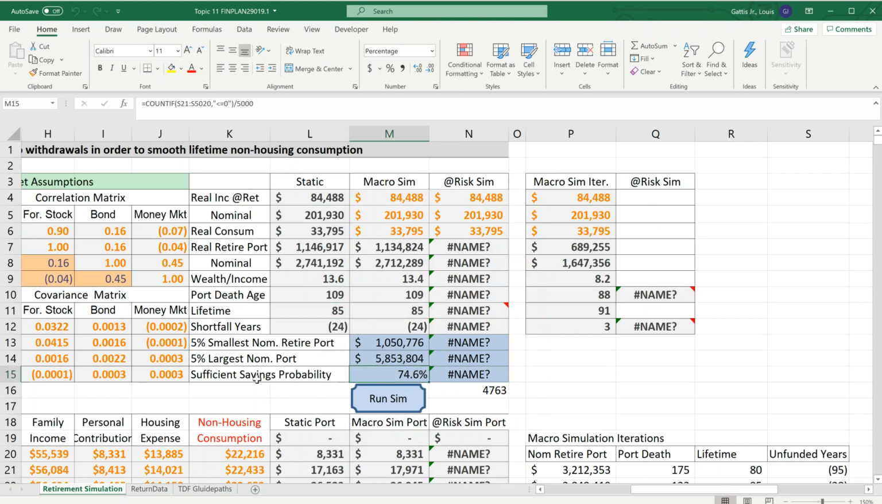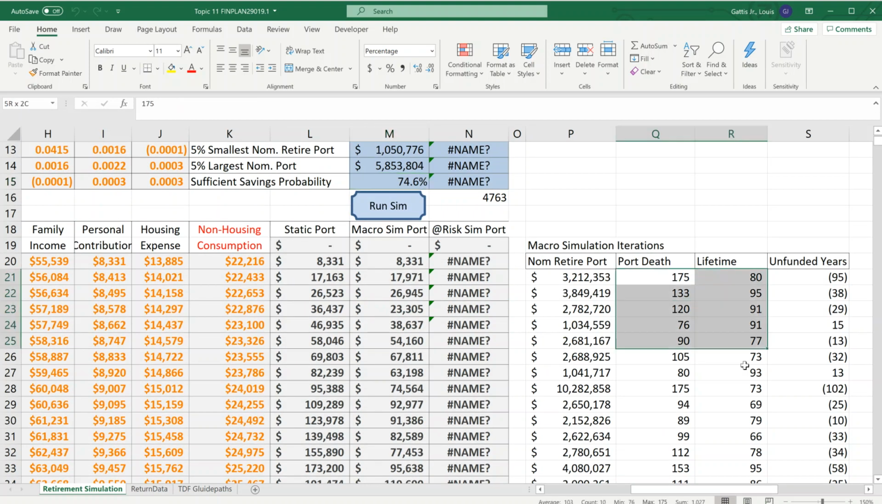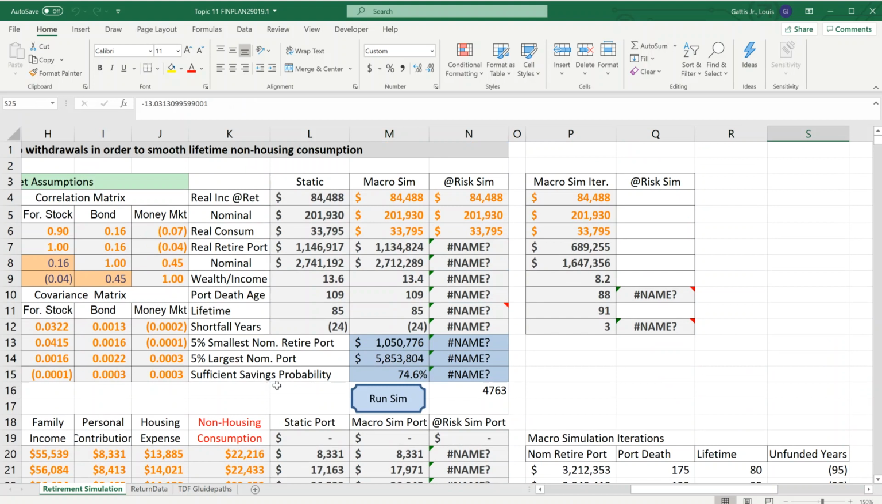However, only about 75% of the time will you have enough money. In other words, this strategy, even though it looks really good, there's still a 25% chance you run out of money, because it's looking at all these 5,000 situations here and counting what percent of the time did your portfolio die before you did. And it also does some interesting things. It does the 5% smallest and largest portfolio value. So 5% of the time you retire with a portfolio of less than $1 million. 5% of the time you retire with a portfolio of $5.8 million or more.